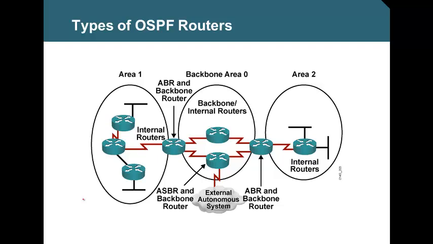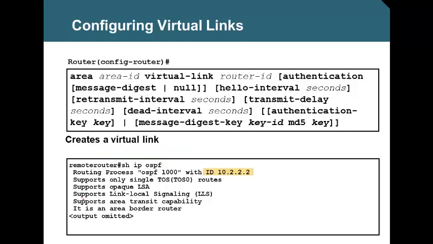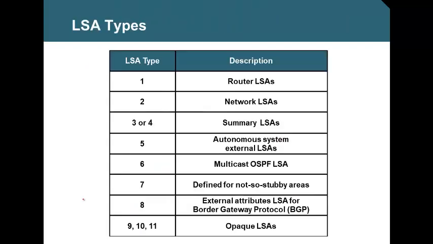Next. So I just said both these LSA types never leave the local area. It is only the ABR that takes the type 1 and type 2, changes it into type 3, and sends it to area 0.